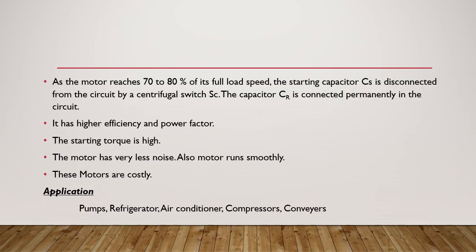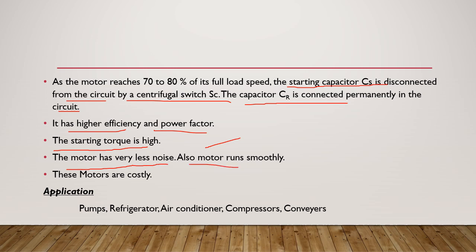Same as we explained before, as the motor reaches 70 to 80% of its full load speed, the starting capacitor CS is disconnected from the circuit by a centrifugal switch S. The capacitor CR is connected permanently in the circuit. It has higher efficiency and power factor. The starting torque is very high. The motor has very less noise. Also, the motor runs smoothly. These motors are costly.